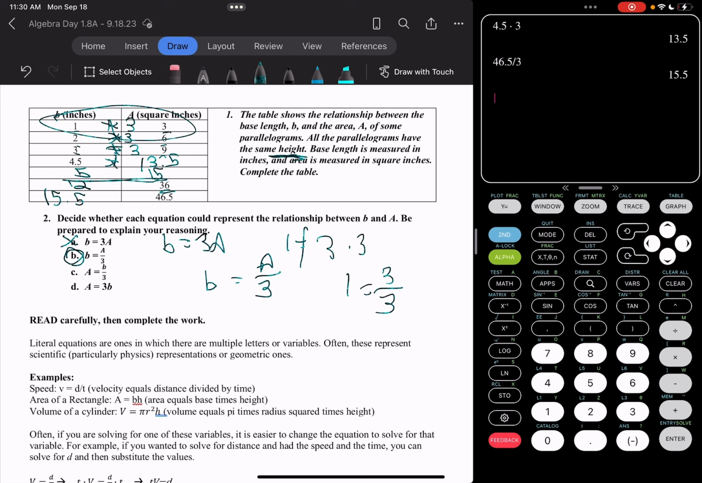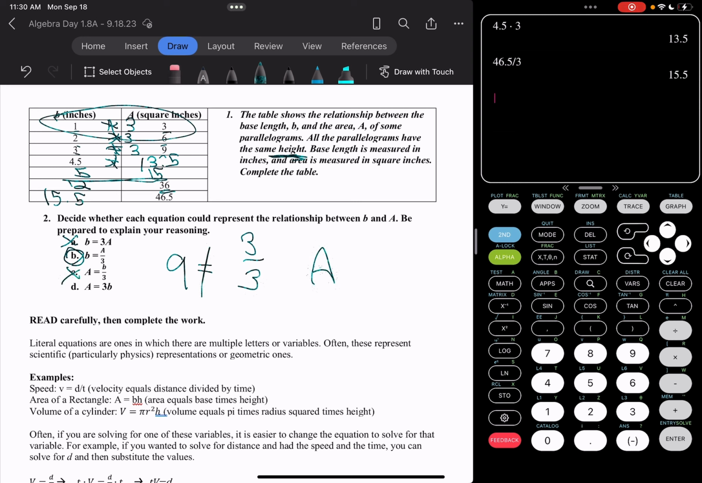And that is from this line, so that is going to work there. All right, the opposite then, area equals b divided by 3. Let's use an example of 9 equals 3 divided by 3. 3 divided by 3 is 1. That does not work, so that does not work here. And then A equals 3b. We have 3 equals 3 times 1, or 9 equals 3 times 3. That does in fact work, so D is also correct.